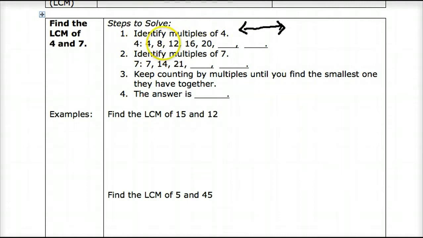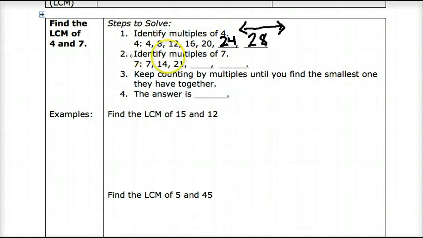And we are going to simply count by 4s since we're finding the multiples of 4. So we have 4, 8, 12, 16, 20, 24, 28. So we're simply counting by 4s. This is the equivalent of 4 times 1 is 4, 4 times 2 is 8, 4 times 3 is 12. So we're just going in order, counting by whatever number they give you.